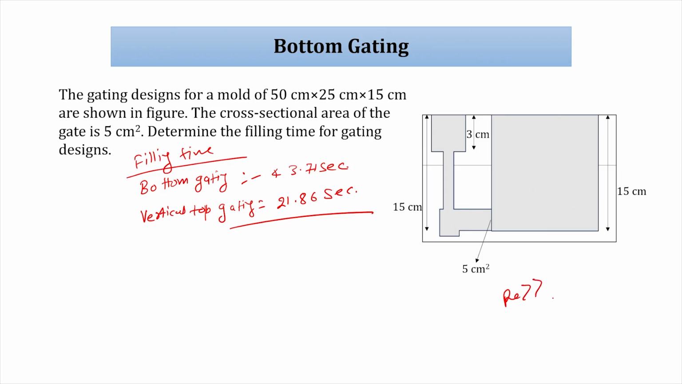So what is happening? In top gating, your flow is very fast, and maybe the Reynolds number will be very high. Reynolds number is rho V L by mu. Rho is fixed, L is fixed, mu is fixed, so velocity will be high, because time is low. Obviously the flow rate is very high in the top gating system. In the bottom gating system, your velocity will be less, so Reynolds number will be lower.